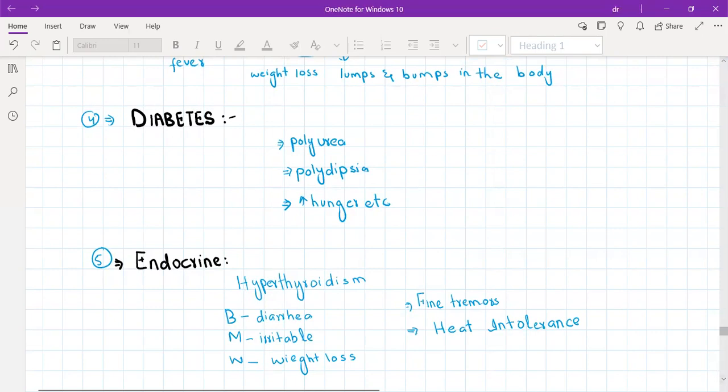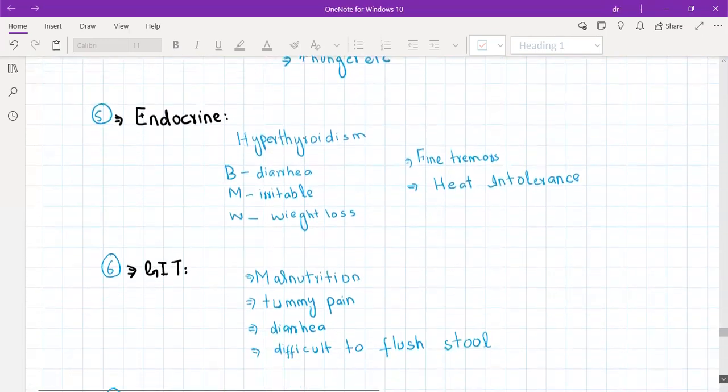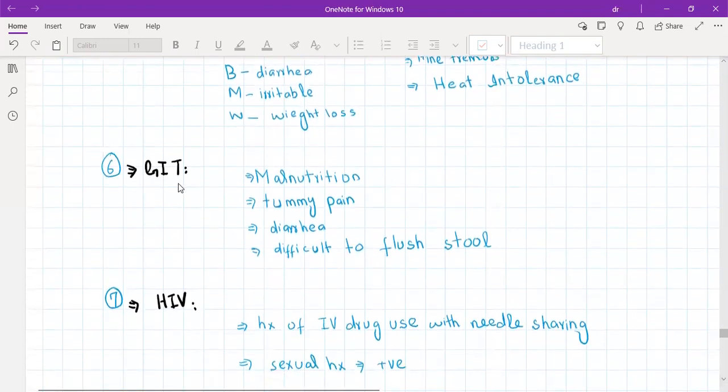So that is endocrine, and then nothing stands for F. There are no important differentials for F, so you will have to skip that. And then for G, we have GIT. So malnourishment. The patient might have a history of malnourishment, might not be taking appropriate nutrition, or there will be signs of malabsorption like tummy pain, diarrhea, and difficult to flush stools, like IBD, pancreatitis, etc.